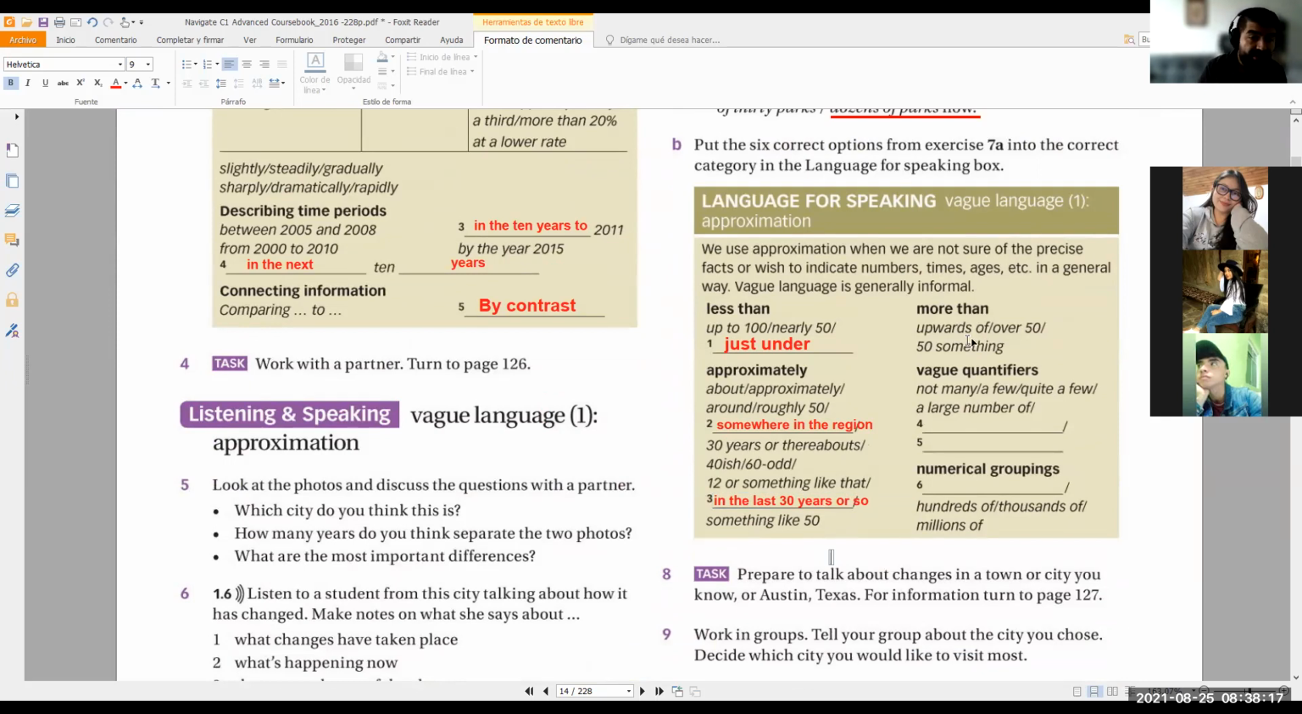Well, then we have more than, in which we could use upwards of, over 50, 50 something, so that means more than. Then we have vague quantifiers like not many, a few, quite a few, a large number of. So which one would you put in the number 4? And this time I will ask Dylan Paez. Would you please help us with the number 4, mister?